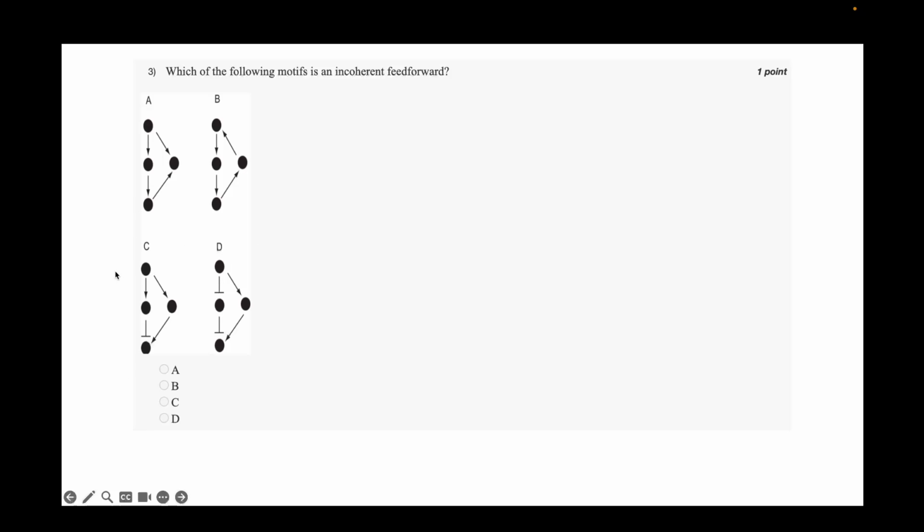C is basically an incoherent feed forward loop, because here also information is reaching from this node to this node, but the paths here are opposite in nature, have opposite signs. So this C is an incoherent feed forward loop. A and D are coherent feed forward loops. Okay, so the answer will be option C.